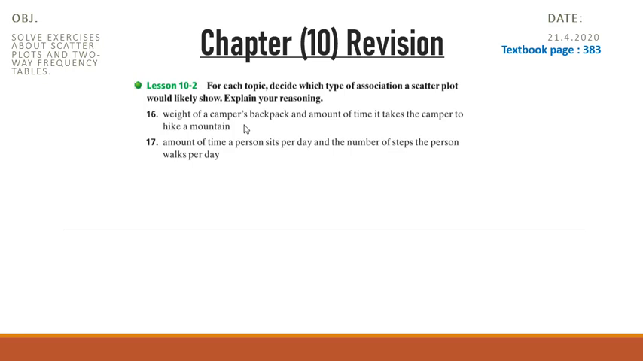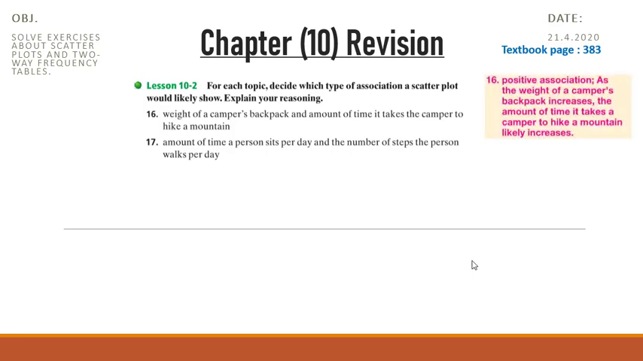16. Weight of camper's backpack and amount of time it takes the camper to hike a mountain. The more weight you have on the backpack, the heavier it is, and the longer it'll take you to hike the mountain. Excellent, so it will take more time. So is this positive or negative association? It will be positive association. Great, Mujtaba, thank you.